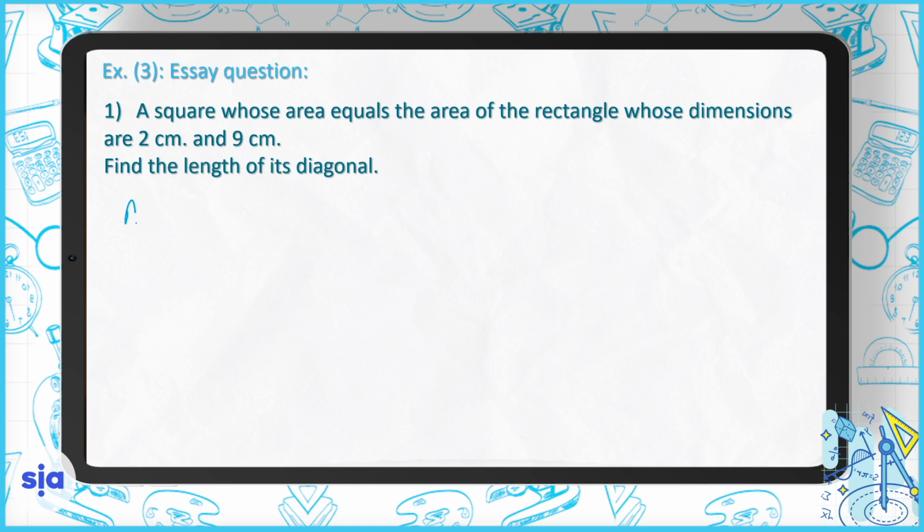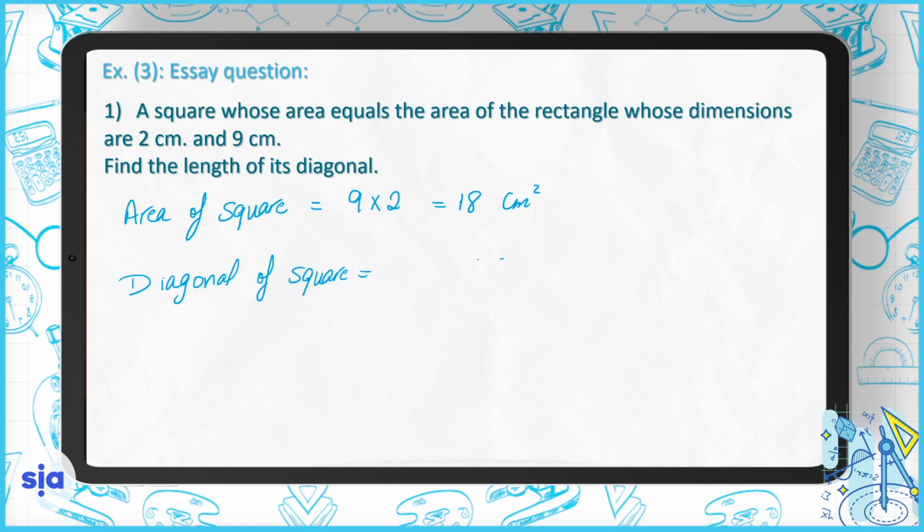We know that the area of the square equals the area of the rectangle, so it equals 9 times 2, which is 18 centimeters squared. And we also know that the diagonal of the square equals the square root of 2 times the area. So it equals the square root of 2 times 18, which is 6 centimeters long.